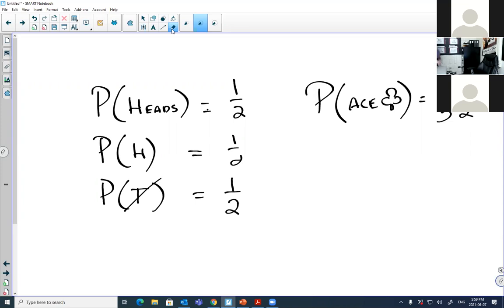Okay. It's kind of a neat way of doing it. It's just a different way to think about stuff, right? When it's dealing with probability.